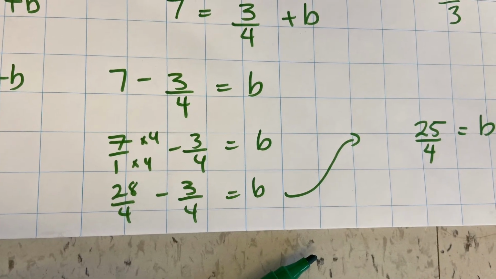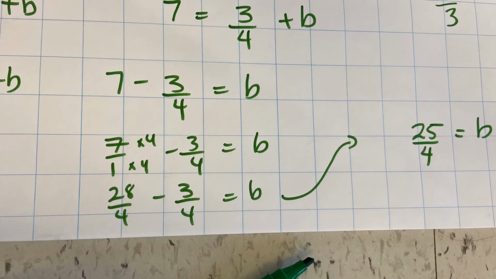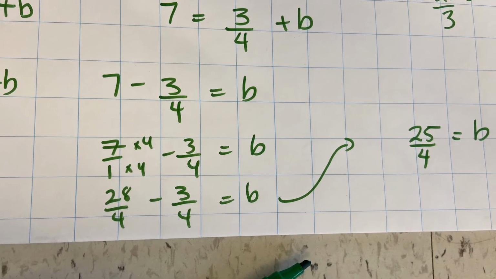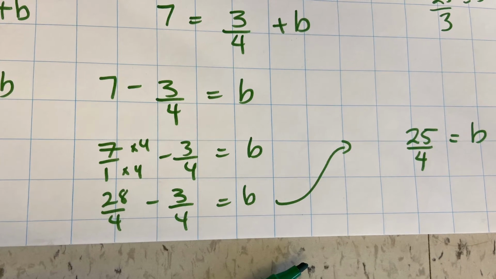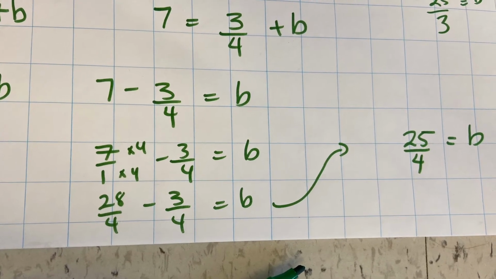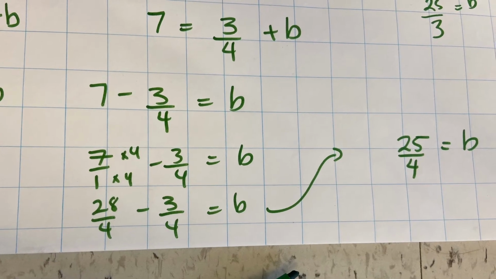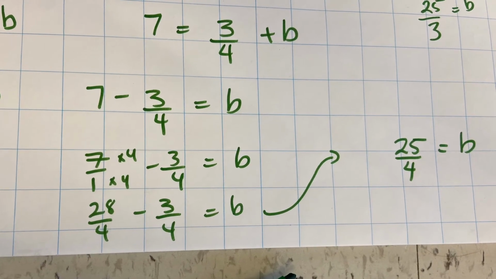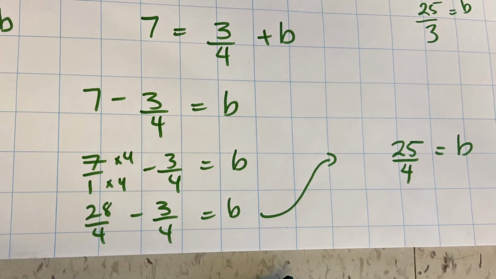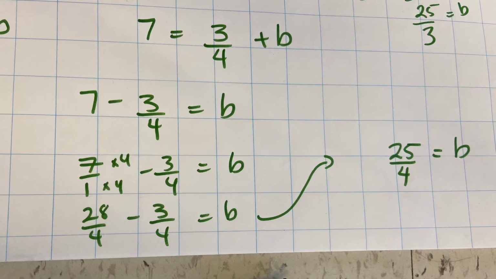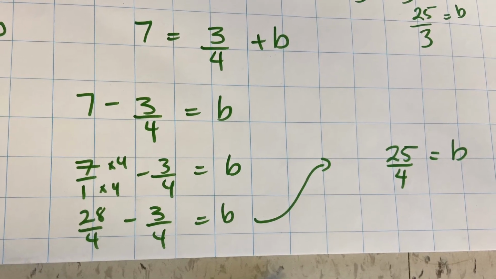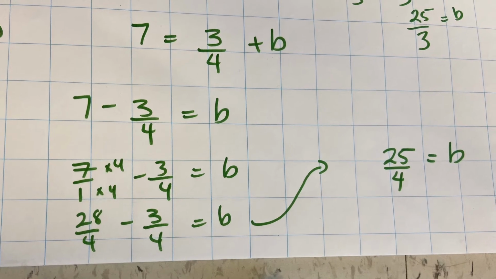I've done some algebra. I've moved the 3 over 4 to the other side of the equation. I've come up with a common denominator of 4. And when I do my algebra and I do my subtracting of the fractions, I get that b is equal to 25 over 4. And if you were to consider what 25 over 4 is as a decimal, that would be about 6 point something.